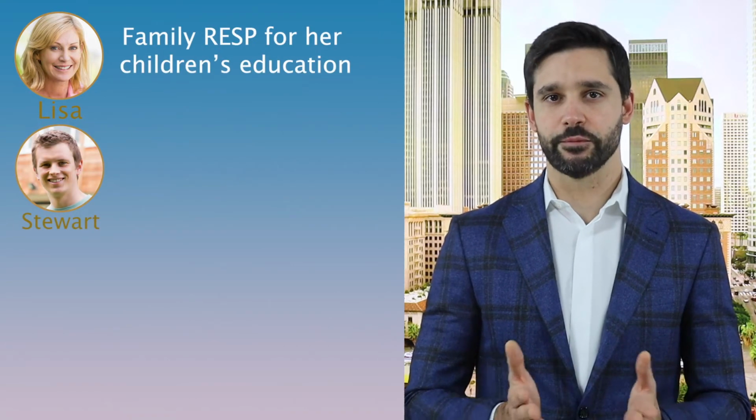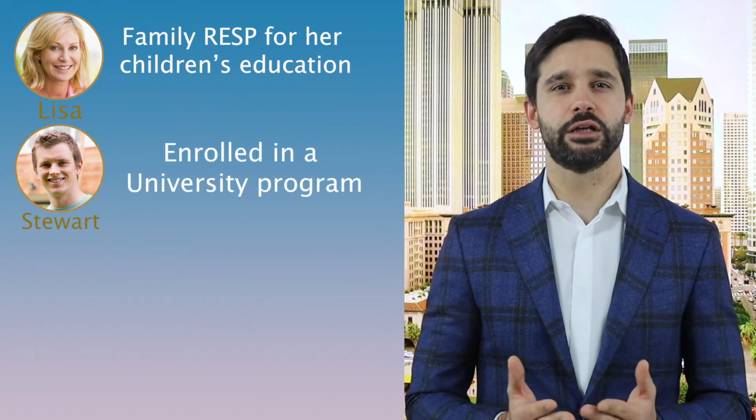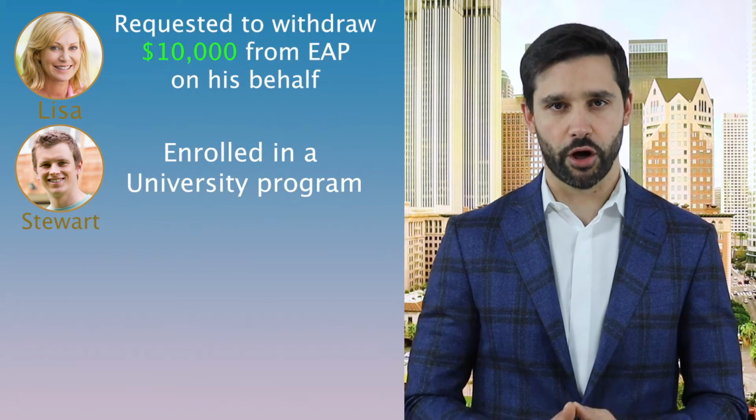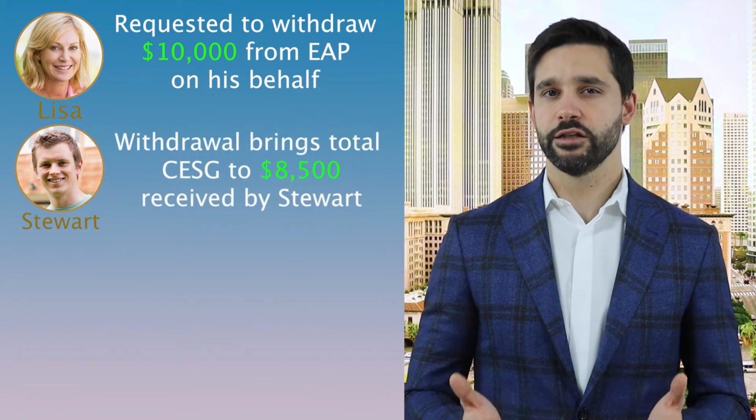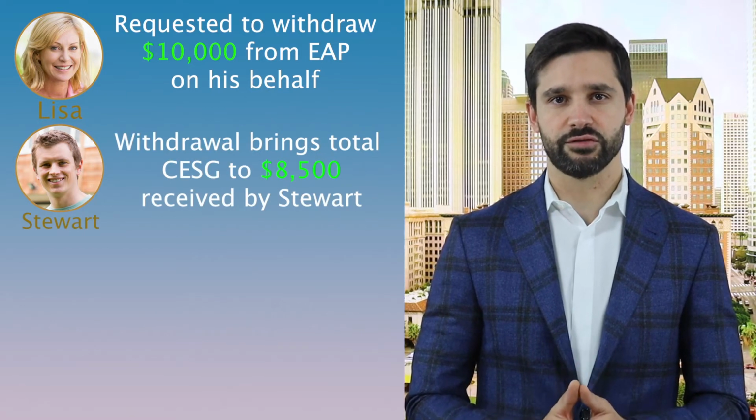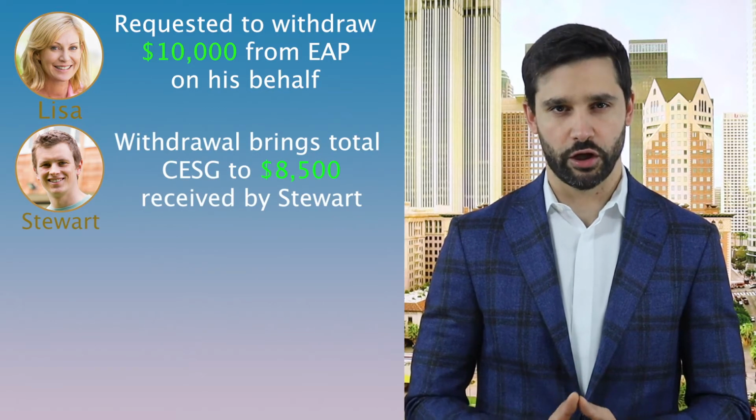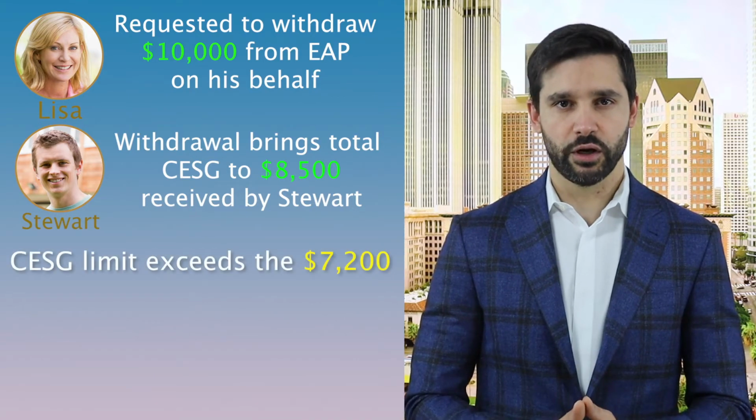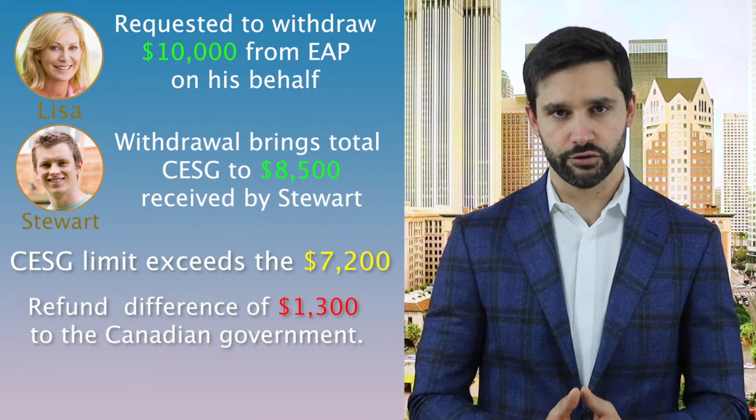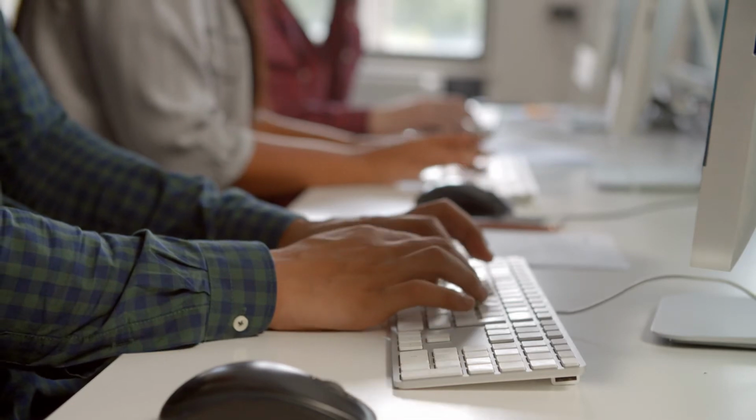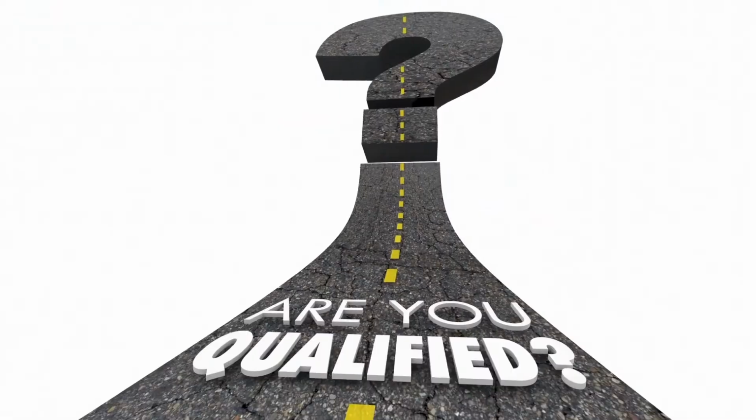Stuart, her son, who is a beneficiary to the RESP, is enrolled in a university program, and she requested to withdraw $10,000 from the educational assistance payments on his behalf. This withdrawal would bring the total CESG received so far by Stuart to $8,500. This exceeds the $7,200 CESG limit, therefore, Stuart would need to refund the difference of $1,300 back to the Canadian government. All students are eligible to receive payments from an RESP for up to 6 months after the end of their program. However, this is subject to approval for qualified and eligible expenses and other provisions.